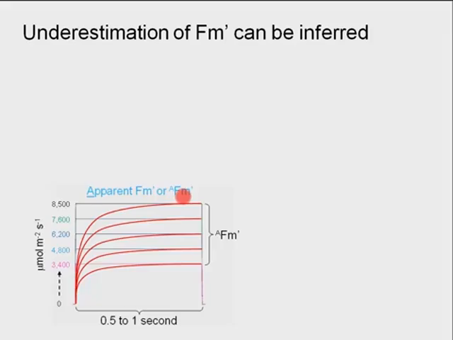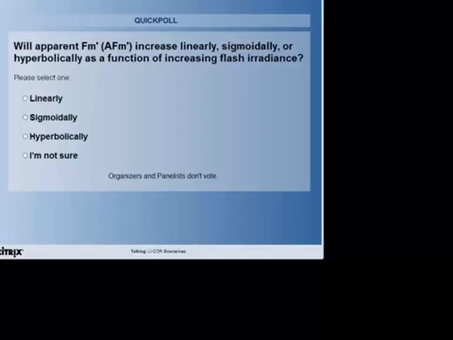So the question is, will apparent FM prime increase linearly, sigmoidally, or hyperbolically as a function of increasing flash irradiance? So that's essentially asking what's going to happen to the values of apparent FM prime as these flash intensities increase. Will it exhibit a linear, sigmoidal, or hyperbolic curvature?